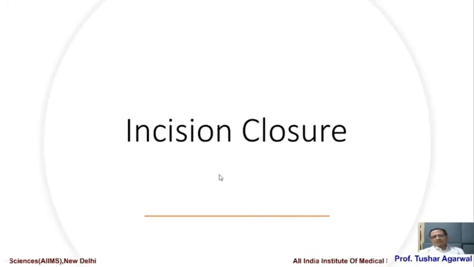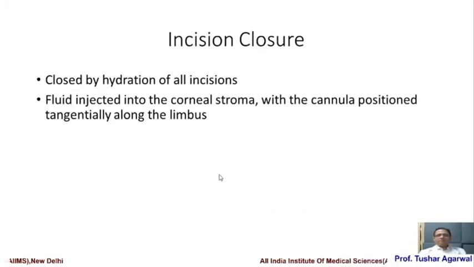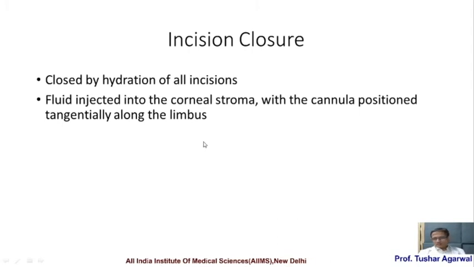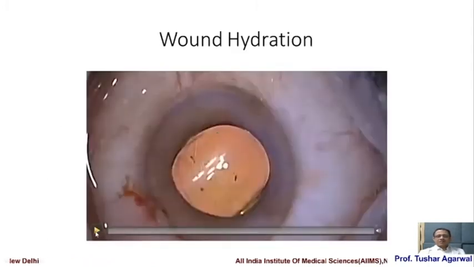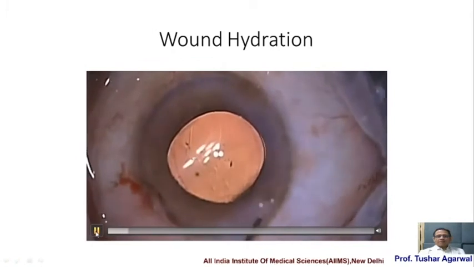Now we come to the final step of the surgery. The incision is closed by hydration of all the incisions, and the fluid is injected into the stroma, and always the cannula is positioned tangentially along the limbus. But now I'd like to put a rider here. Your aim when you start the surgery is to leave the patient sutureless, but especially during this step, leave your ego at the back. If you find that the incision is leaky at all, don't hesitate to put a single suture at the end of this procedure.